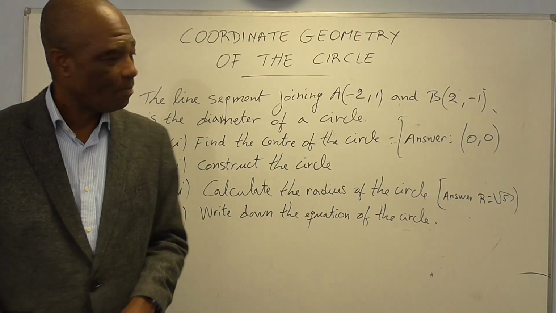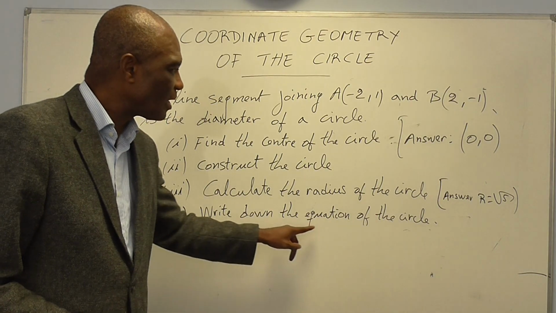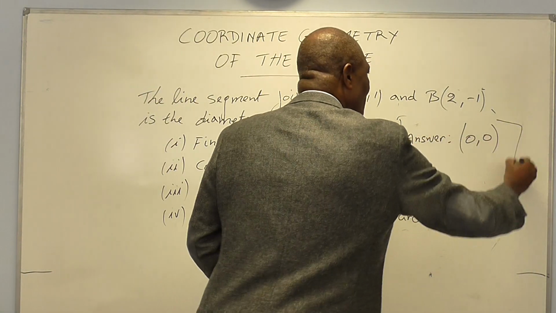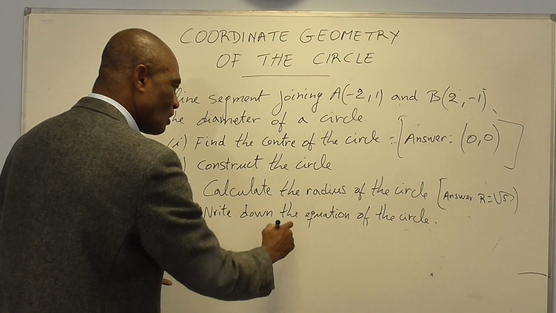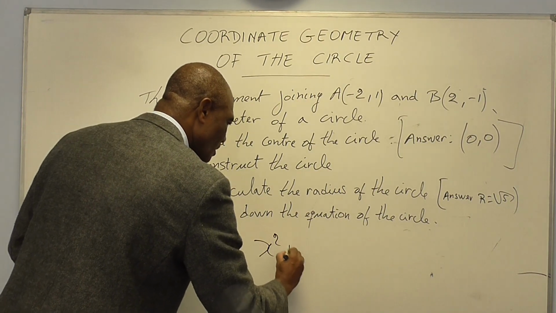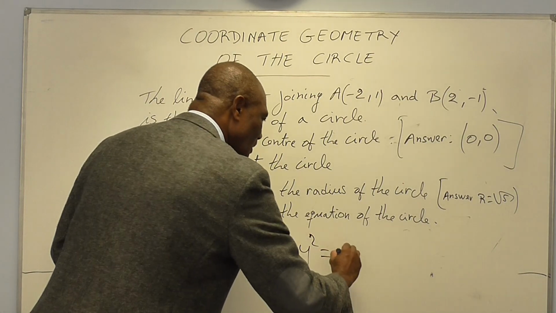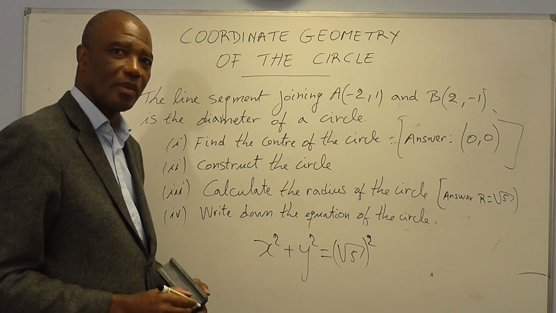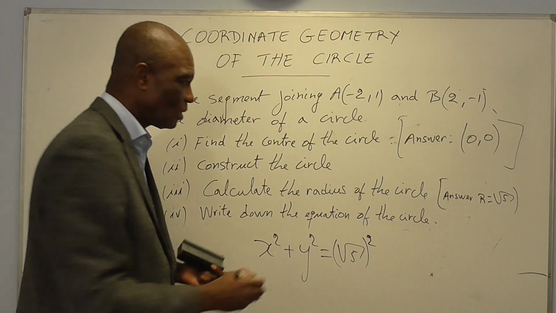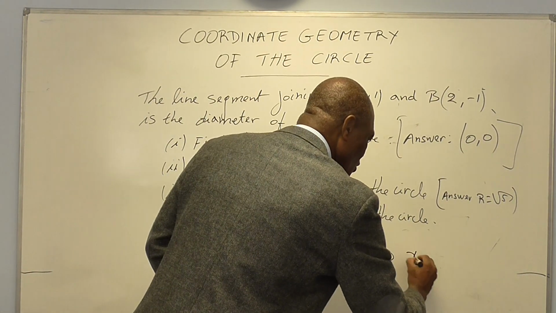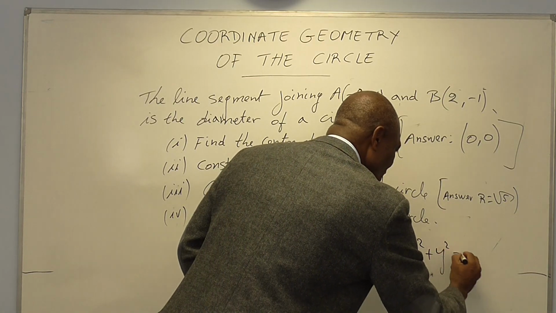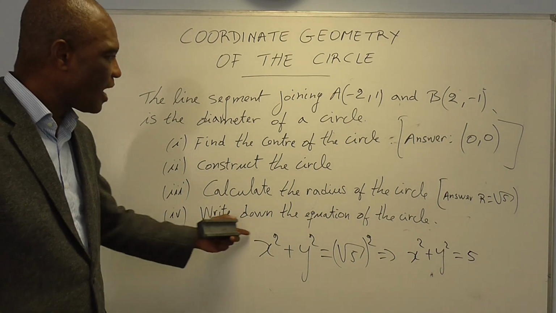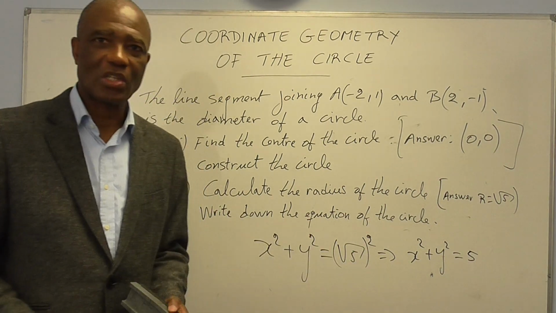Now, write down the equation of the circle. Because it has the coordinate 0, 0, the equation of the circle will be x squared plus y squared, and then square root of 5 squared. Square root of 5 squared, this we give what? We give x squared plus y squared is equal to 5. And finished. So this is the equation of the circle.